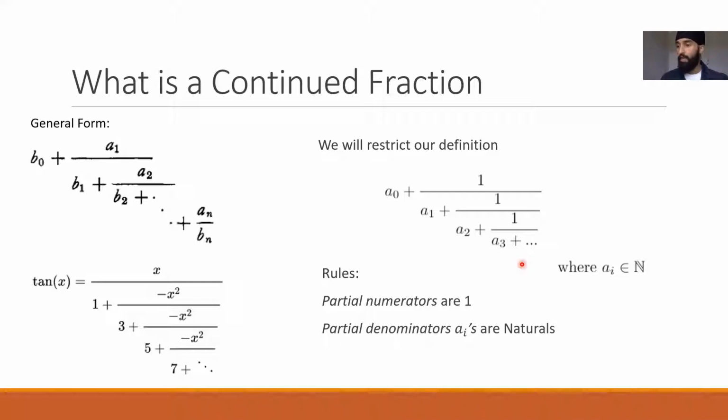A quick fun fact is that the first time mathematicians were able to prove that pi was irrational, not even transcendental, just irrational, was using this expansion of the tan function. This was relatively recently, in 1760, by a mathematician named Lambert. So the point being, continued fractions are useful in math.